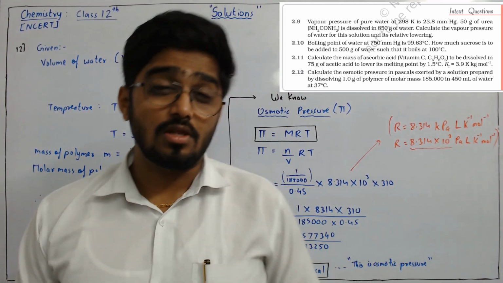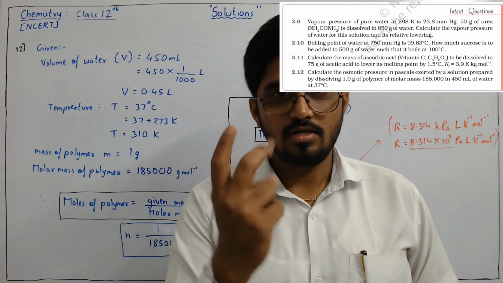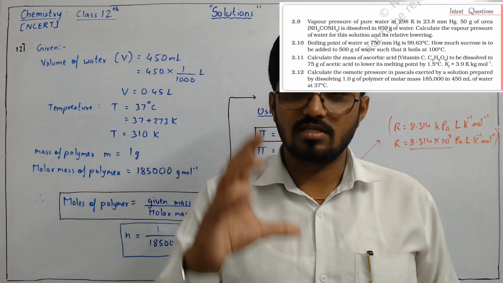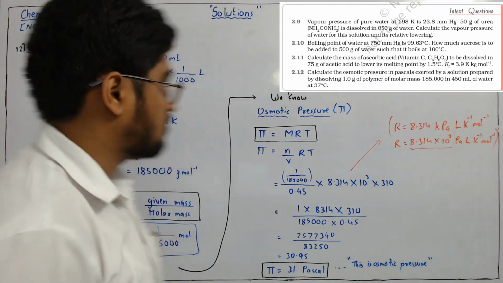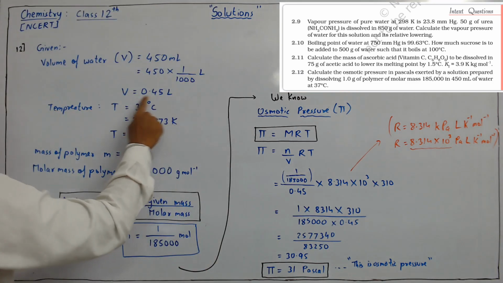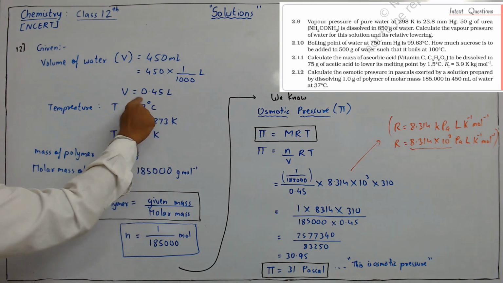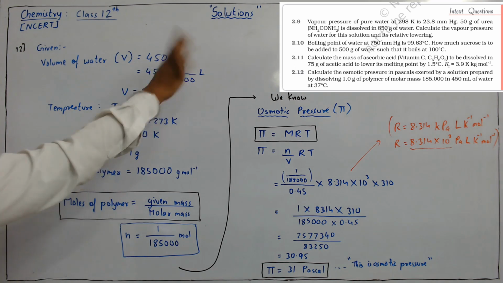Okay, very easy question. Students, a solution is made up of solvent and solute. Okay, the solvent here is water. How much? 450 ml. 450 ml, if you divide by 1000, we get 0.45 liter. So what is the volume of water given? 0.45 liter or 450 ml.